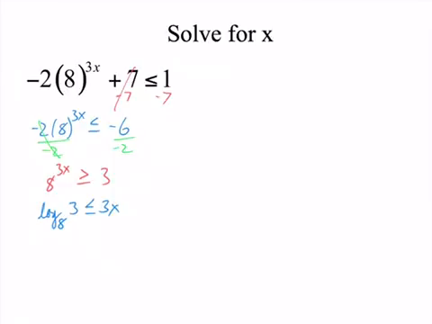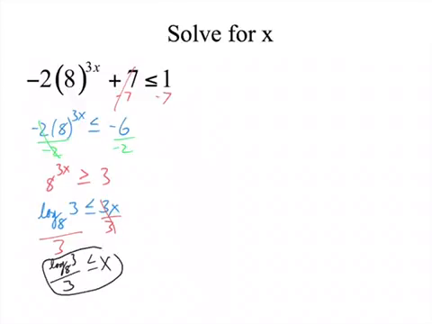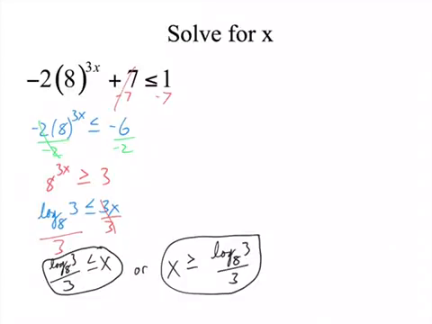Next, I want to get rid of that 3 right here, so I'll divide by 3 on both sides. That's gone. So I now have x is greater than or equal to, because I'm reading backwards, log base 8, 3 divided by 3. So that is an answer, but it's not the best. Let me write it a better way. I always like to put x first, and that'd be x greater than or equal to log base 8, 3 divided by 3. That's the better answer.